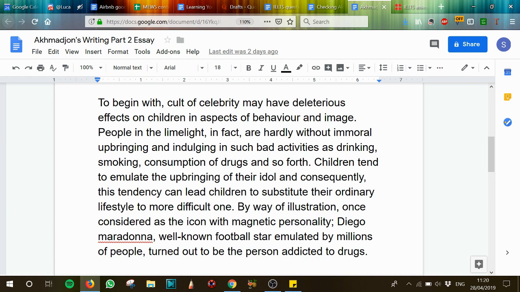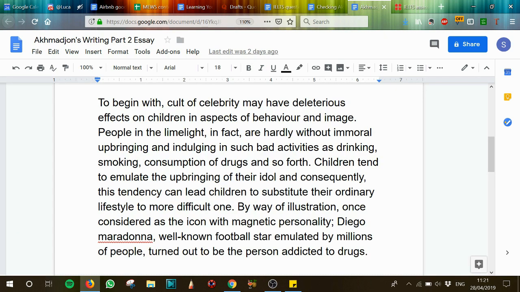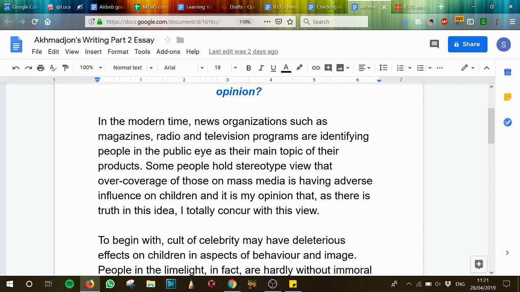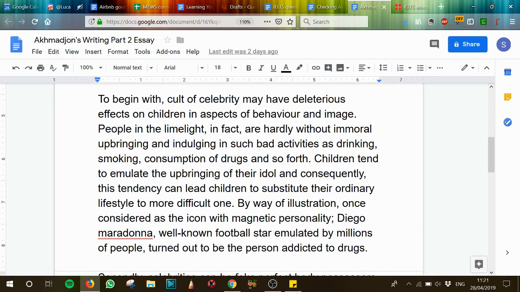And we need to think about how well Akmajon explains these ideas. I want to know, are they helpful in answering the question? So do these paragraphs provide relevant information that helps me understand Akmajon's opinion? And the answer is yes, mostly.